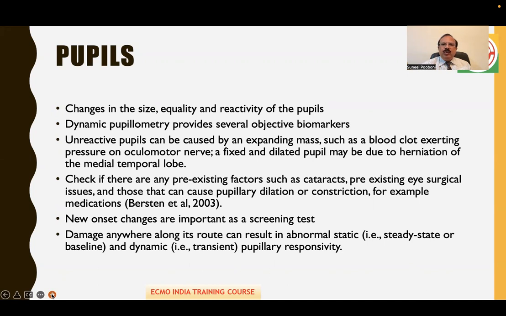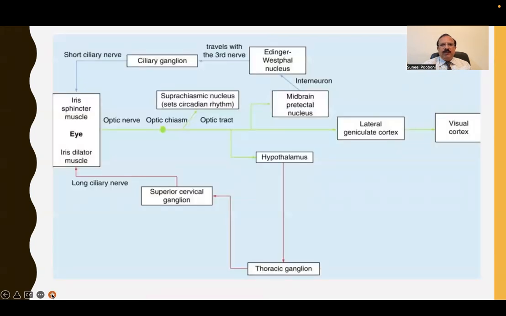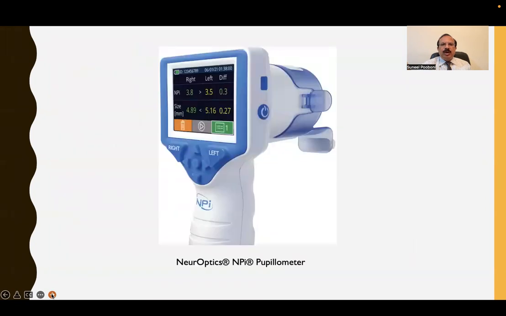Unequal pupils are of more significance than bilaterally dilated pupils. Check if there are any pre-existing factors such as cataracts or pre-existing eye surgical issues that can cause pupillary dilatation or constriction. New onset changes are important as a screening test, and damage anywhere along its route can result in abnormal static or dynamic pupillary responsiveness. This is a picture showing the pathway of the light reflex. This is the pupillometer, which exactly measures the size of the pupils and tells about the difference between the two.